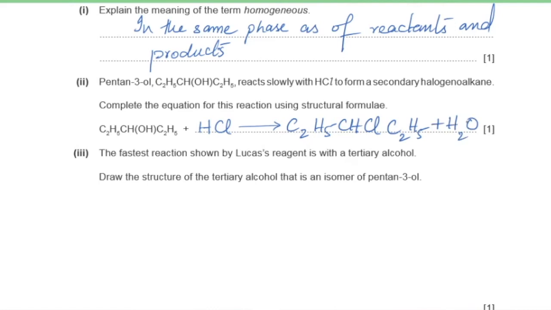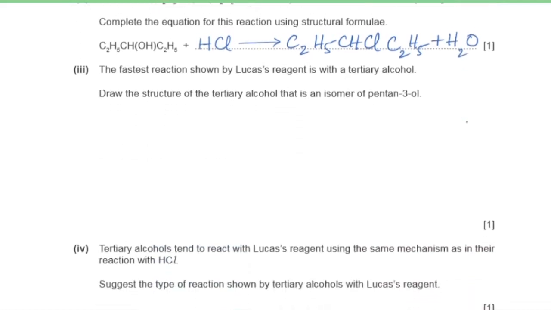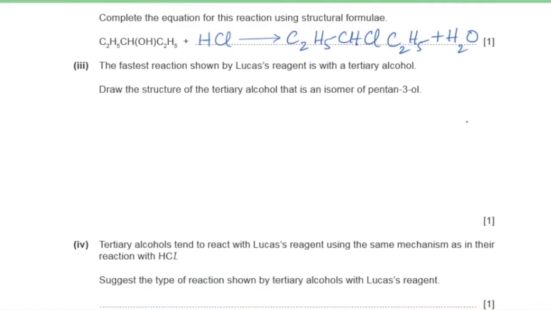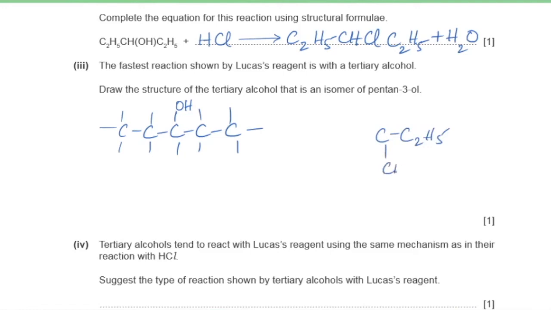Part 3, the fastest reaction shown by Lucas reagent is with a tertiary alcohol. Draw the structure of the tertiary alcohol that is an isomer of pentan-3-ol. So pentan-3-ol has 5 carbon atoms with OH on the 3rd carbon atom. A tertiary alcohol will have a central carbon atom with 3 of its sides bonded to alkyl groups, and the 4th side will be bonded to the OH group. So it would be somewhat like this. So an isomer of pentan-3-ol would be this one.